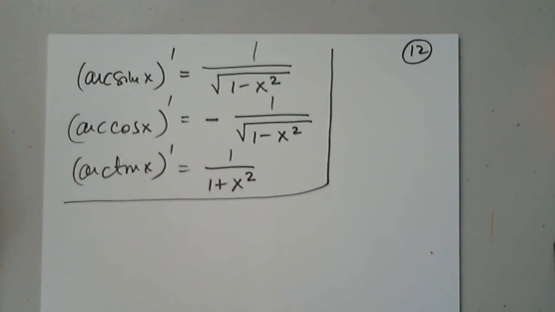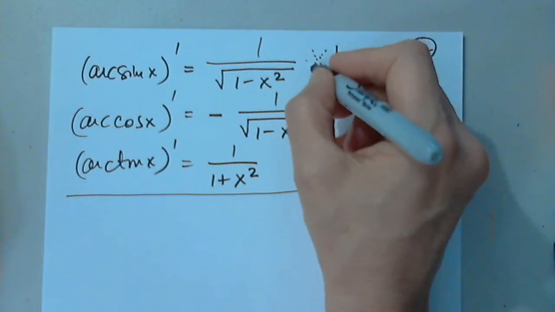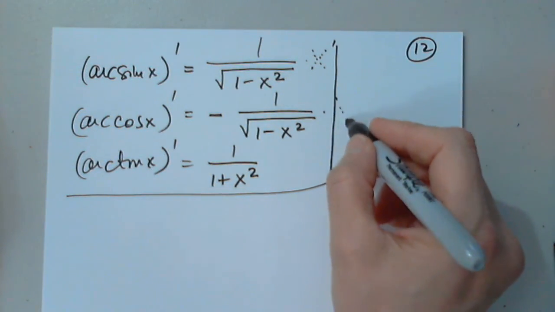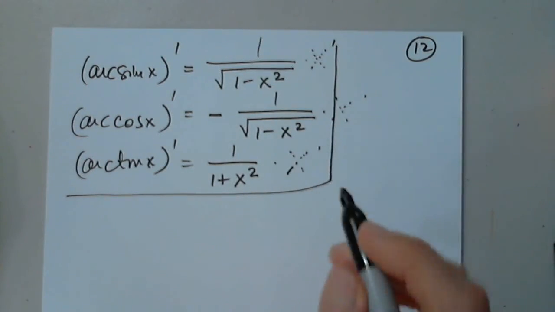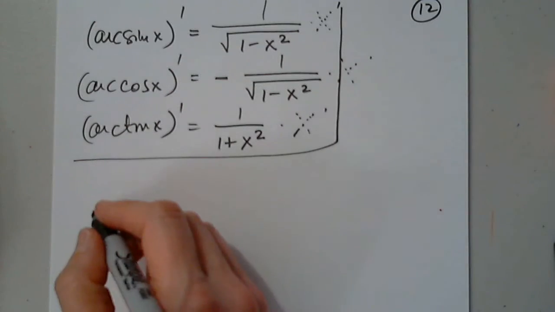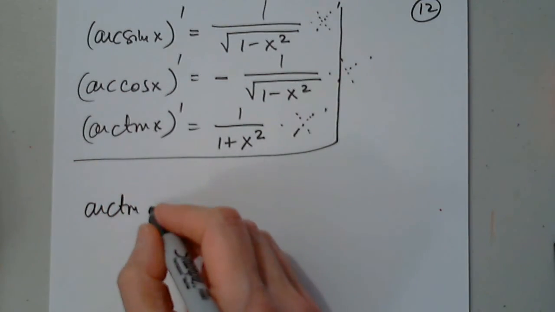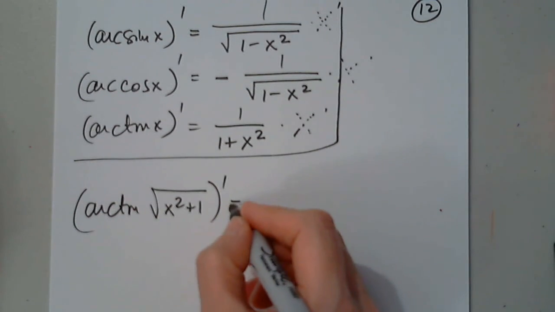And of course, you can say, yeah, you forgot something. Yes, you could say that. There is no need because it's 1. But what if I have arctangent of the square root of x squared plus 1? How will I differentiate that?